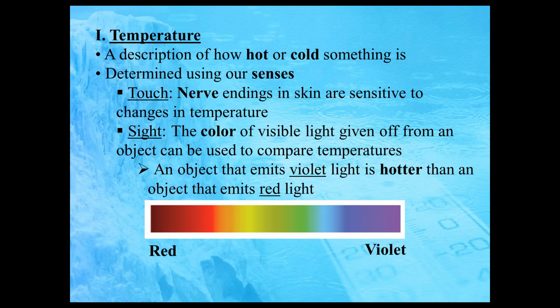This is actually how astronomers can determine the temperature of different stars. If we had one star we observed that was emitting violet light compared to one star that was emitting green light, we would know that the star that's emitting violet light is at a greater temperature. So from red to violet in terms of objects glowing, red would be the lower temperature, violet would be the higher temperature.